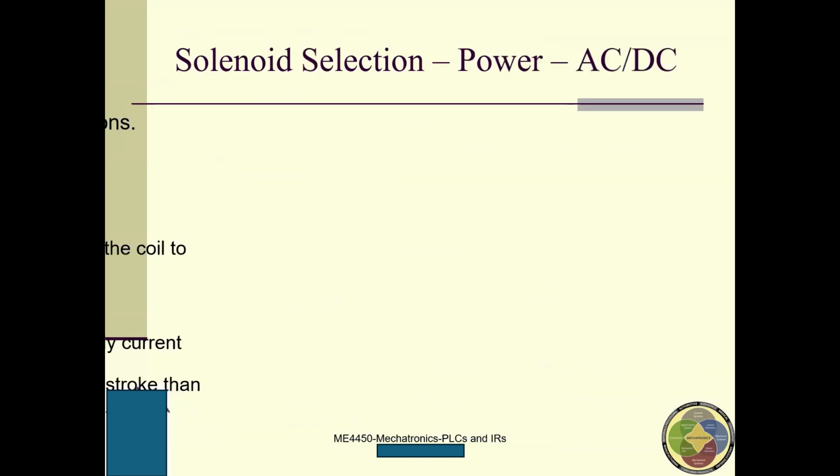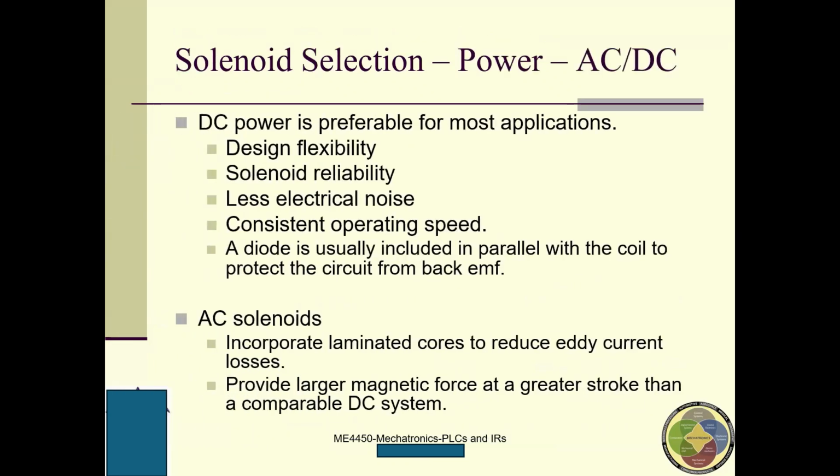So, should we select AC or DC? Here are the advantages of selecting DC solenoids, and here are the advantages of selecting AC solenoids. For AC, incorporate laminated cores to reduce eddy current losses, and provide a large magnetic force at a greater stroke than a comparable DC system. As I said, usually AC solenoids are more dangerous. You need to pay more attention.